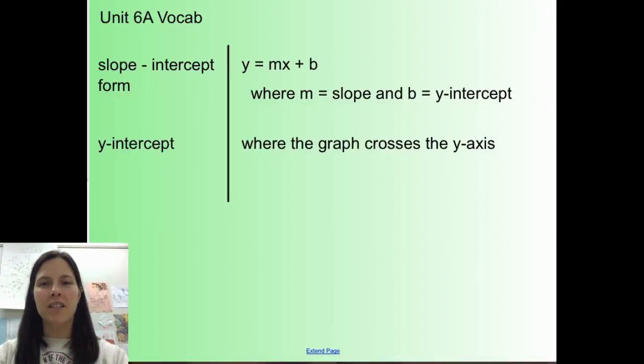Now we're going to remind ourselves on how to graph slope-intercept form. As a reminder, slope-intercept form is y equals mx plus b, where m, or the coefficient of x, or what you're multiplying by x, is the slope of the line. Remember, slope is rise over run on a graph, and b is the y-intercept. The y-intercept is where the graph crosses the y-axis.